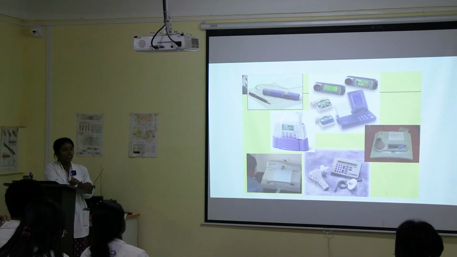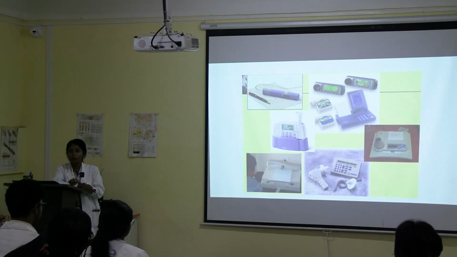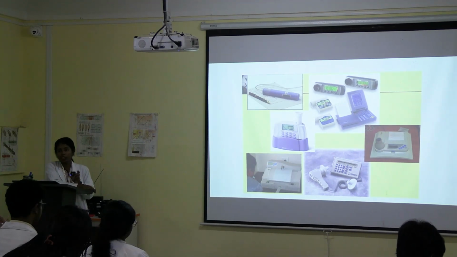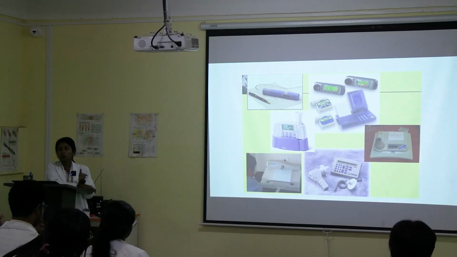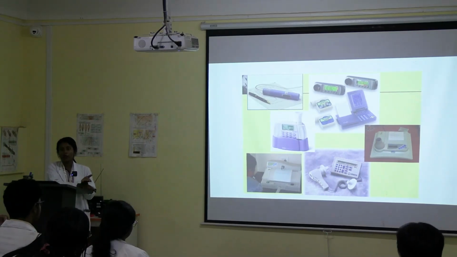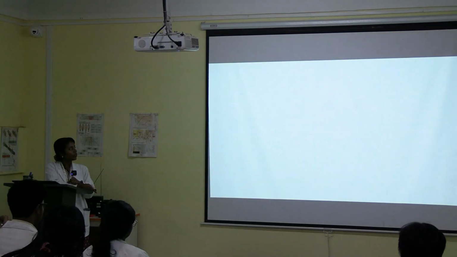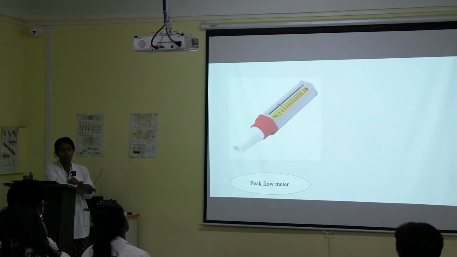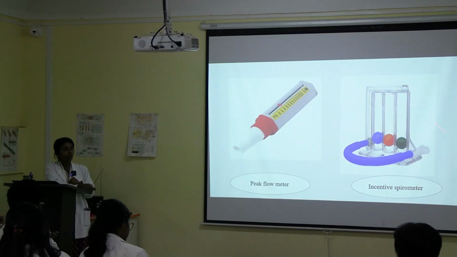So these are the various machines, okay. So these are your digital spirometers, okay. These are basically computerized. So when you flow air, it will be recorded in the software, okay. Then it will be given as a print on paper; the report will come when you print out, okay. So this is a peak flow meter, this we have in our department, okay. So this is an incentive spirometer. So these two we have in our department.